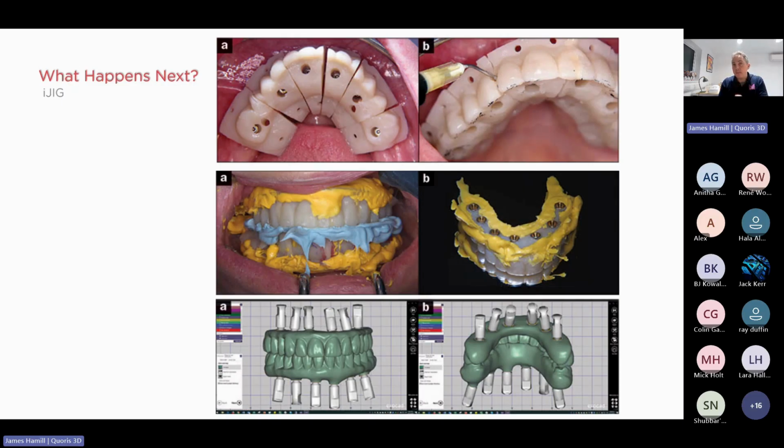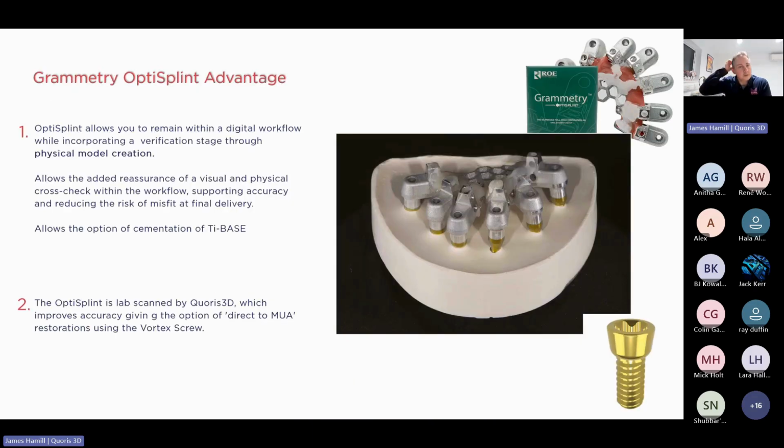We will now create our master model. We will digitize everything, and then we can go ahead and make you quite often another try-in just to make sure everything is okay, and then you can go to final. So the iJig is a slightly different workflow, but there are certain parts of that where you can go direct from iJig direct to final, so that leaves you at 3 appointments. Okay, but it's a very, very useful tool.